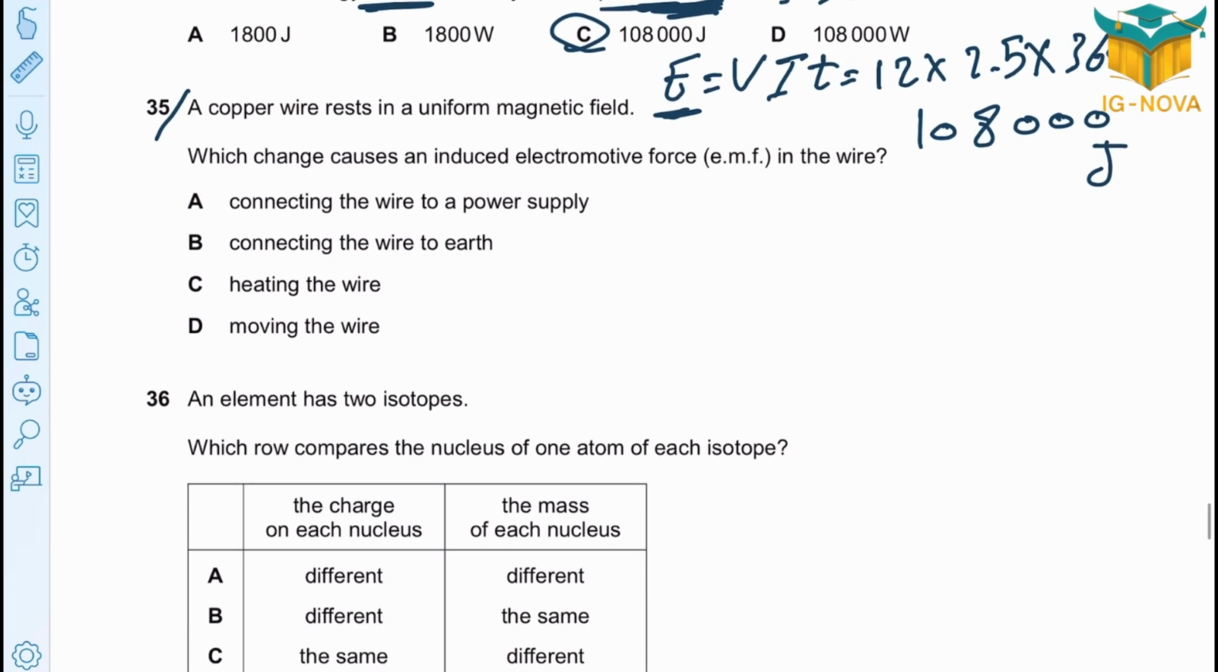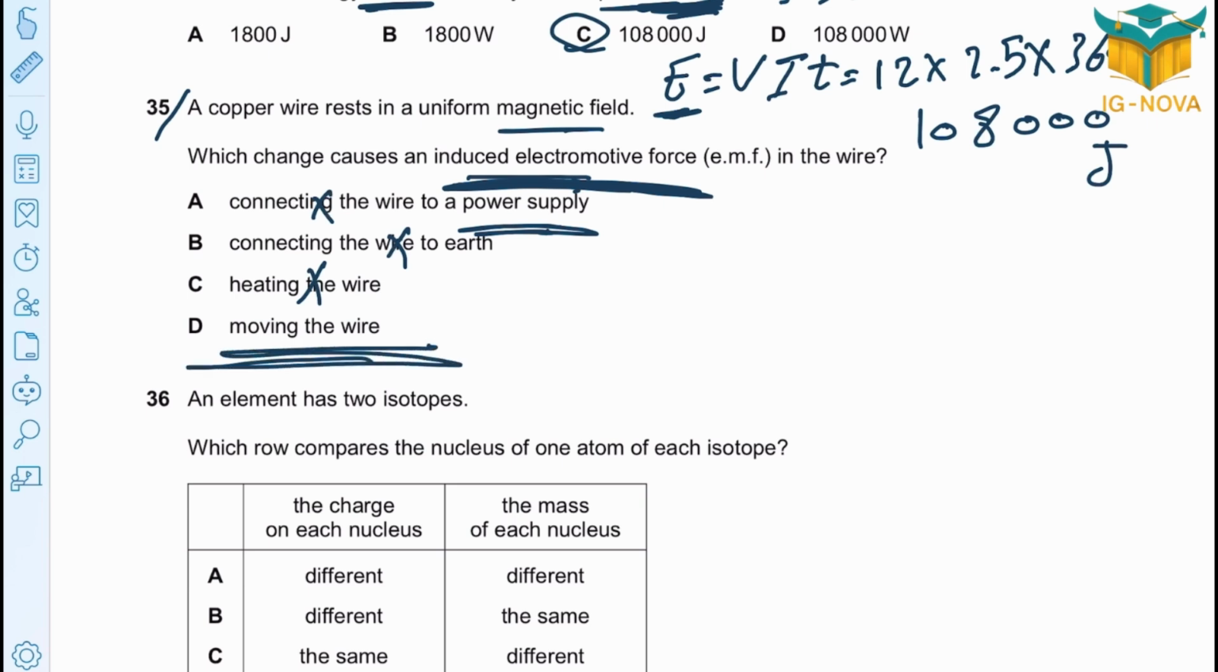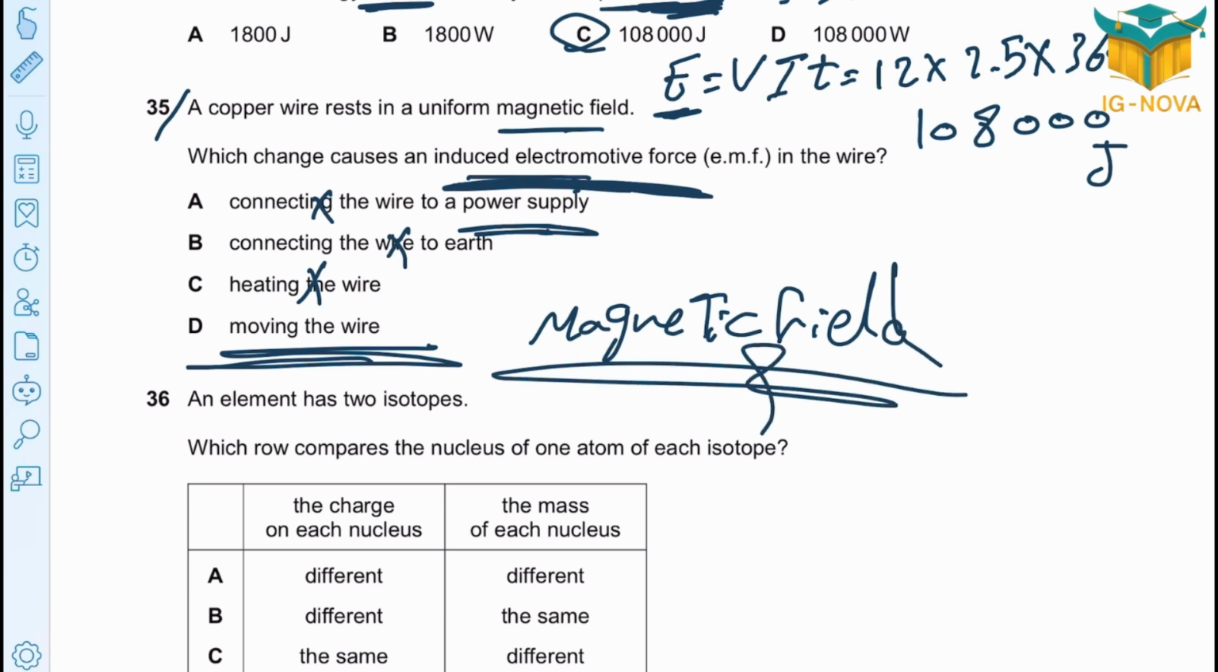Question 35. A copper wire rests in a uniform magnetic field. Which change causes the induced electromotive force? Connecting the wire to a power supply will allow current to pass, not induce one. Connecting the wire to earth? No. Heating the wire? Surely no. Moving the wire? Yeah. By moving the wire in a magnetic field, that produces induced EMF. Easy.